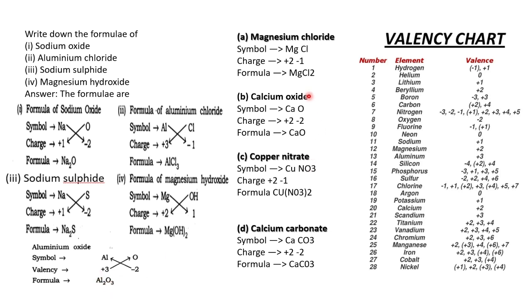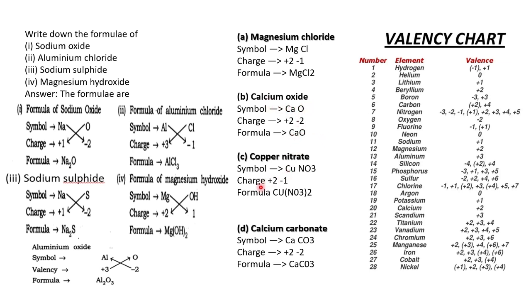Then magnesium chloride. Mg is the symbol of magnesium, and the valency number of magnesium is 2, chlorine 1. By cross multiplication, Mg1Cl2 or MgCl2. Calcium oxide: Ca2O2. Instead of writing 2 below both symbols, the 2 gets cancelled and CaO will be the formula of calcium oxide.